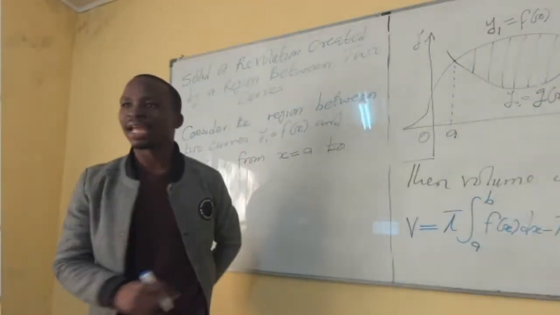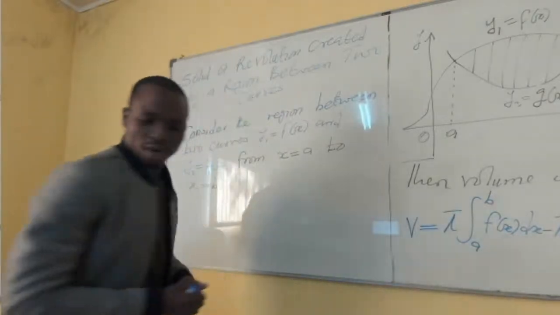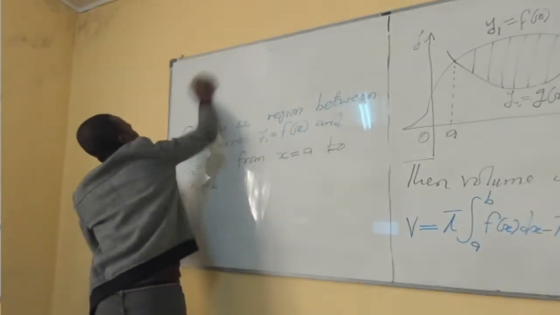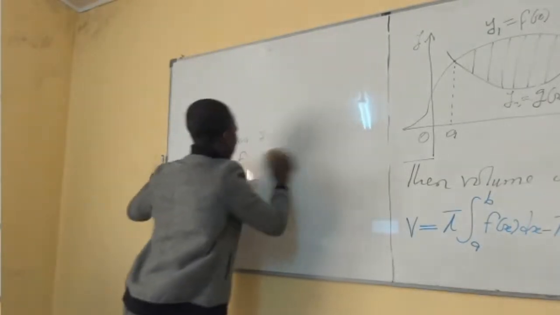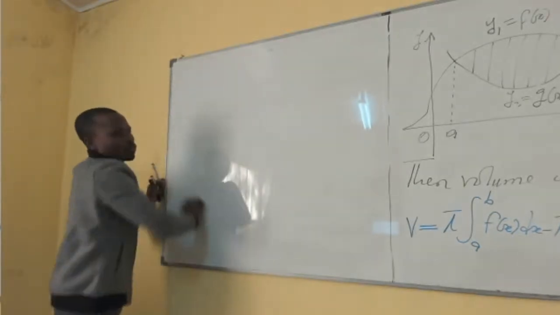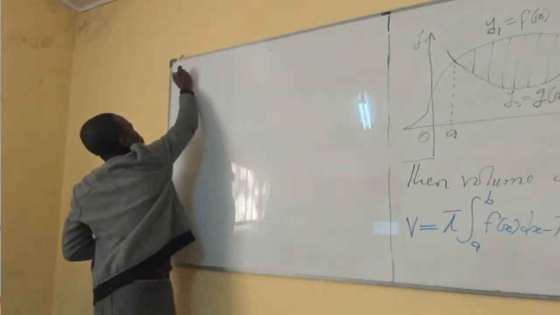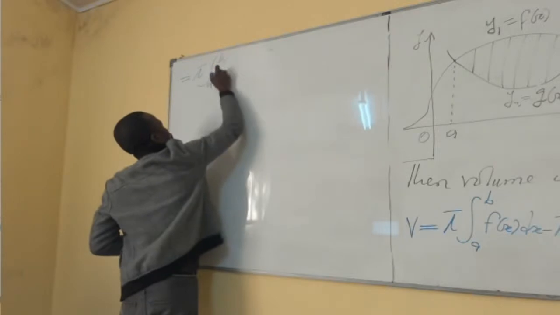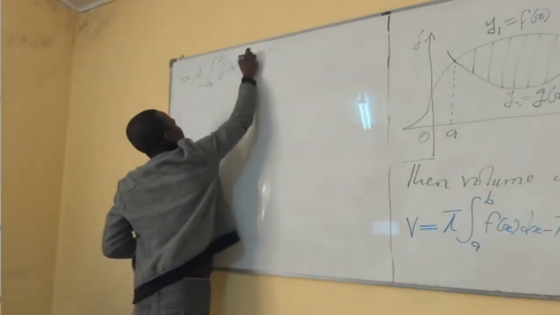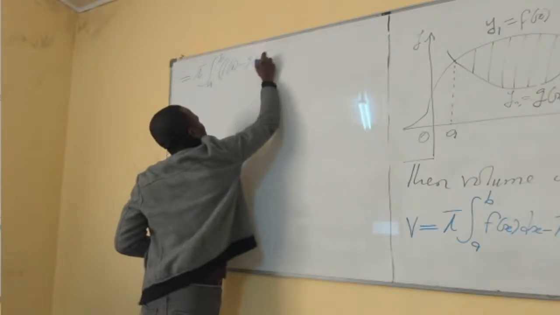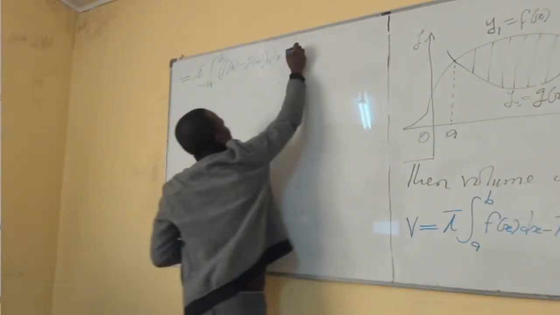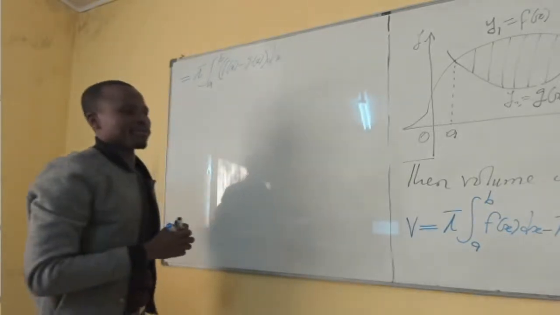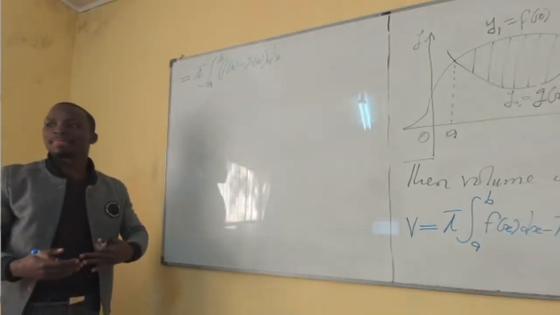So when you simplify this, when you do the algebraic addition, what you're going to get is just this simplest form, which is just equal to pi times the integral from a to b of f of x minus g of x dx, provided you are doing the rotation along the x-axis.